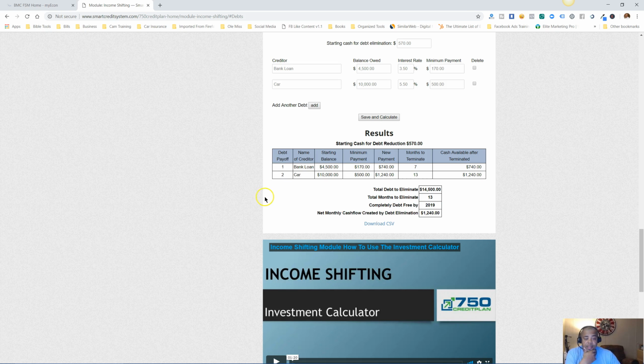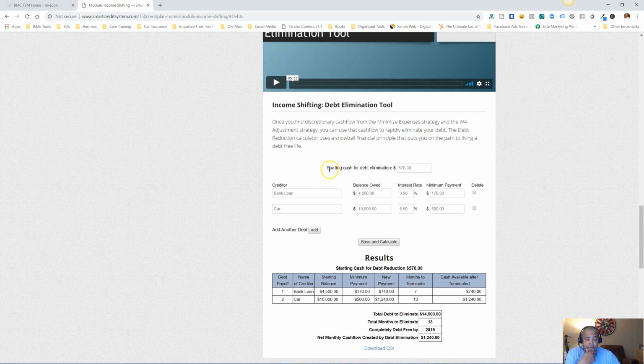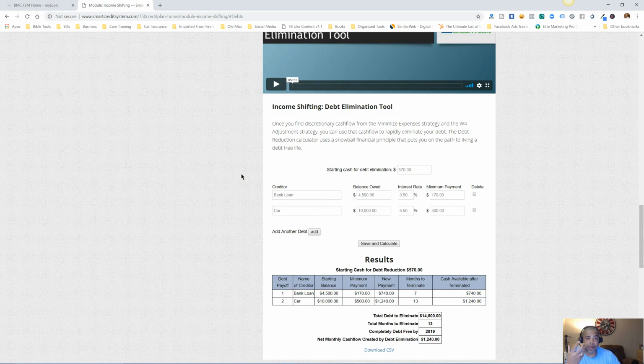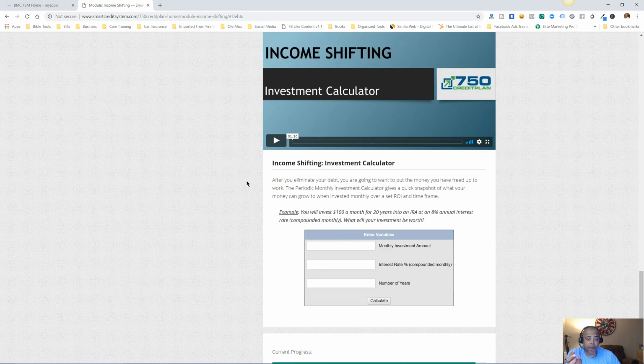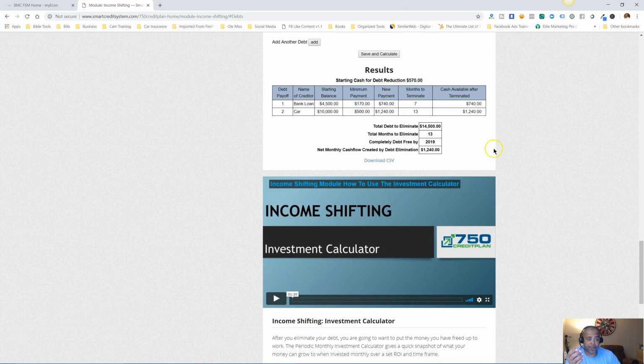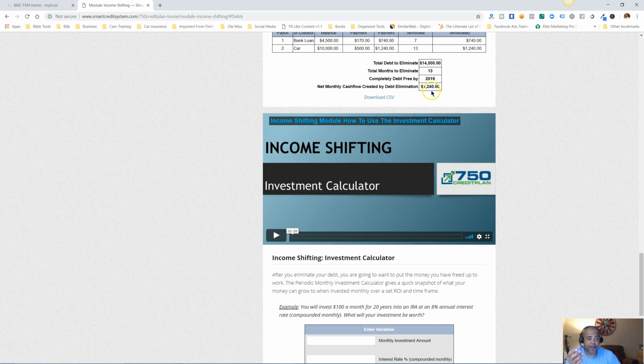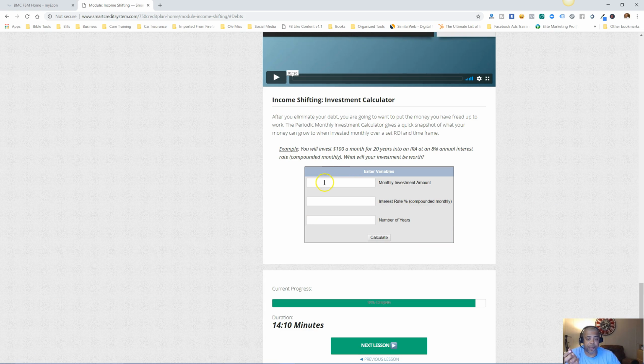Okay. So this is just a rough example of how it's done, how you can start eliminating debt, how you can start eliminating expenses, how you can correct your W-4 form, put more money back into your pocket. Okay. So now you have $1,240 to invest. How much of that would you want to invest? So let's just say we're going to invest 600 of this per month. Okay. So you type in 600.